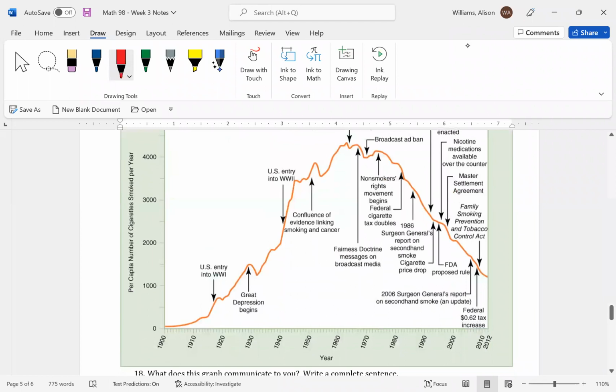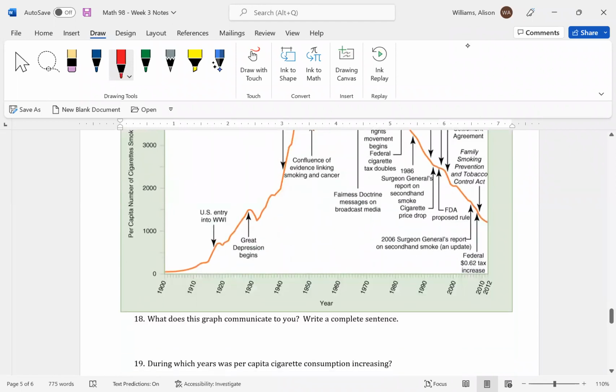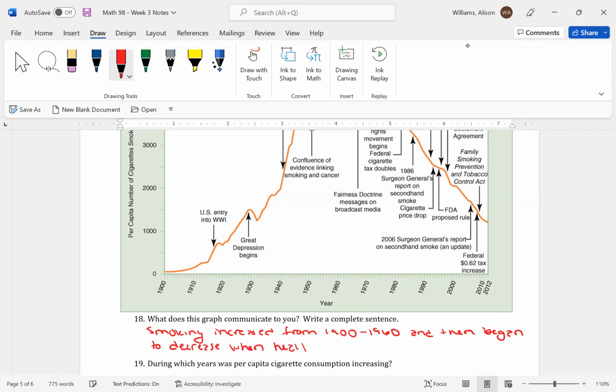All right. What does this graph communicate to you? That smoking increased from 1900 to 1960 approximately, and then began to decrease after that when health and finances were affected.